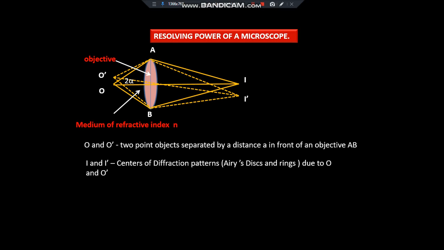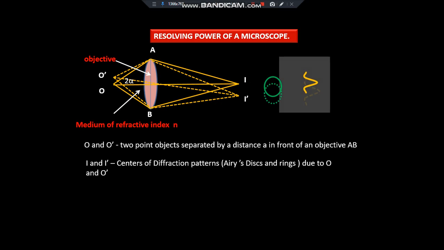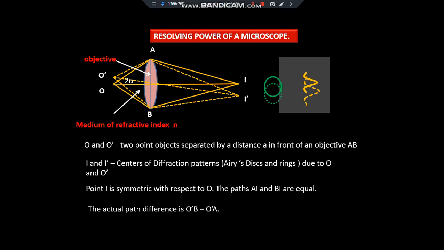So I and I dash are the centers of the diffraction patterns, the Airy disk that we saw in the previous slide, and the rings due to O and O dash. So those are the diffraction patterns, the maxima, as we can see. Point I is symmetric with respect to O. The paths AI and BI are equal. The actual path difference is O dash B minus O dash A. Now let's see it in detail.